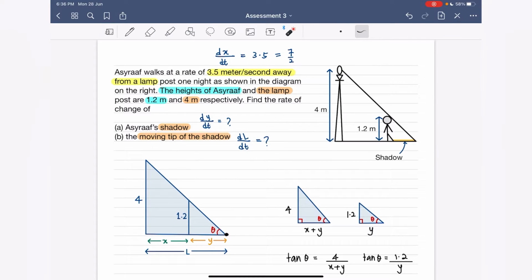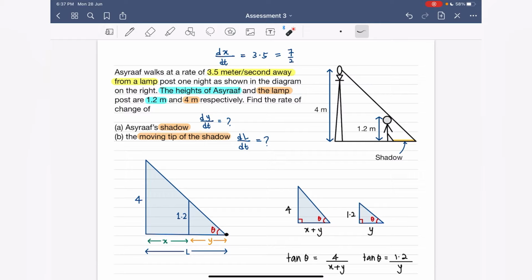So let's do the solution. First we draw the triangle from the information in the diagram. This is the height of the lamp and this is the height of Ashraf. Next, the length from the lamp to Ashraf will be represented as x, and the shadow length will be represented as y, and L is the sum of x and y.